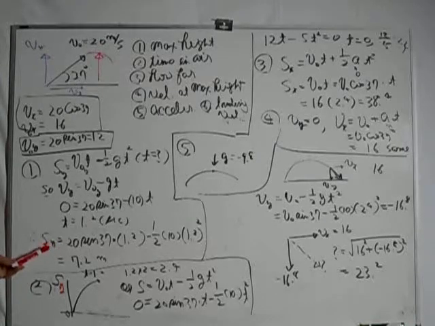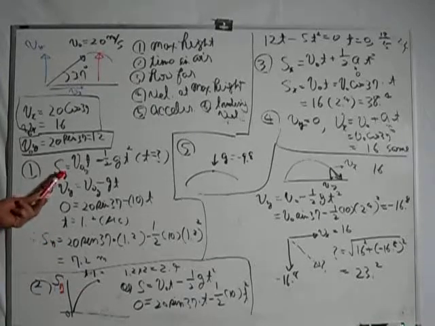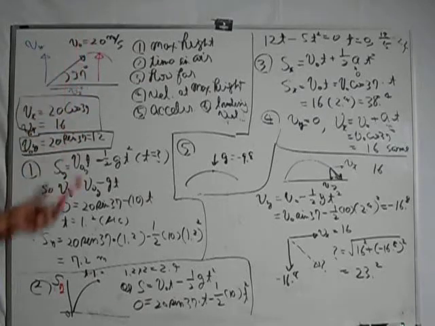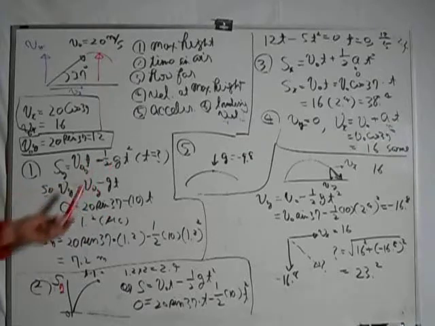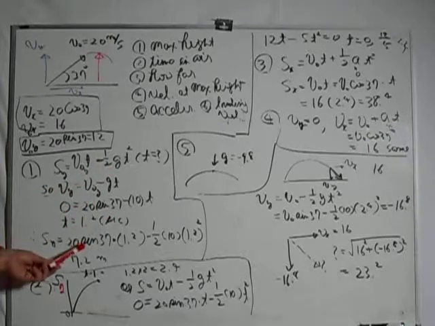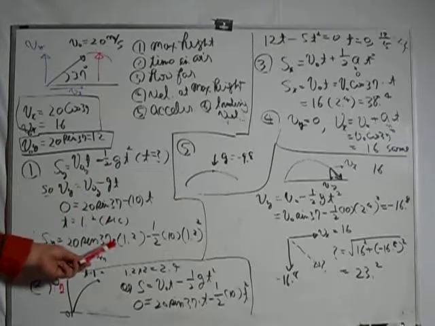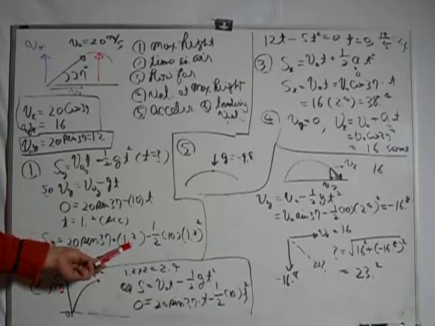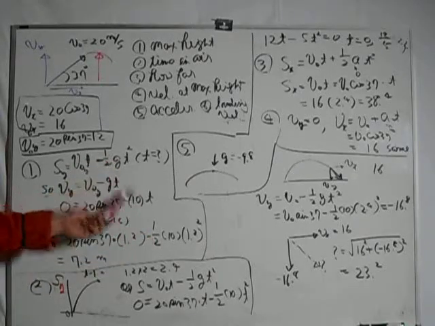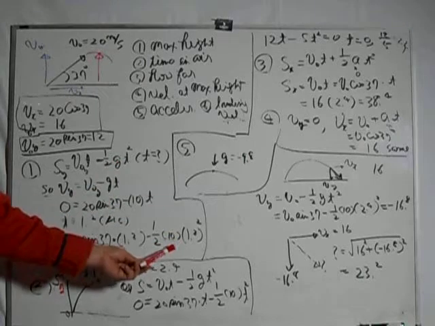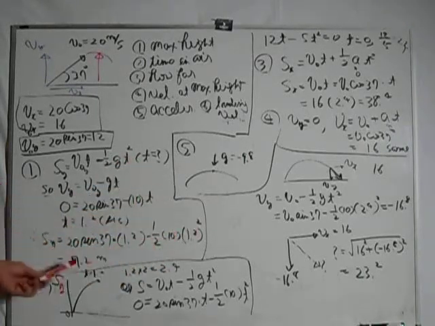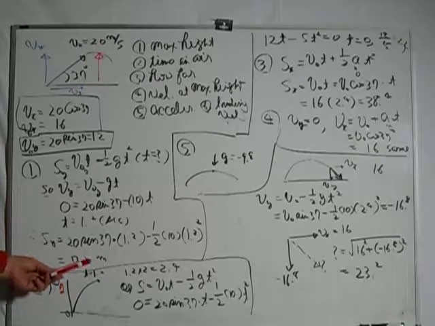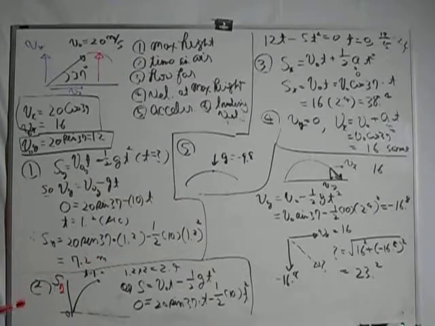Then we're looking for the y direction of this height. So now we know the time, so we're gonna plug in there. Sy is 20 times sine 37 times t, which is 1.2, minus half G, roughly 10, times t squared, with t being 1.2 seconds. The calculation is 7.2 meters.